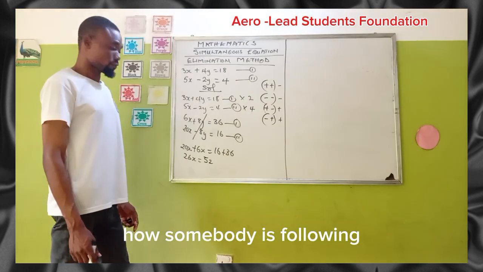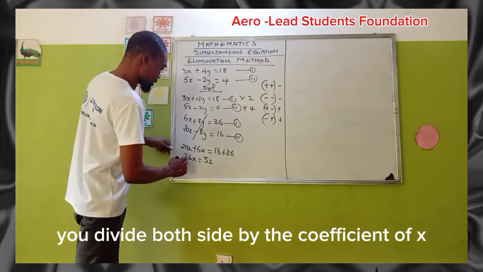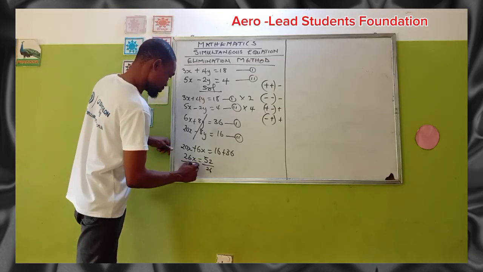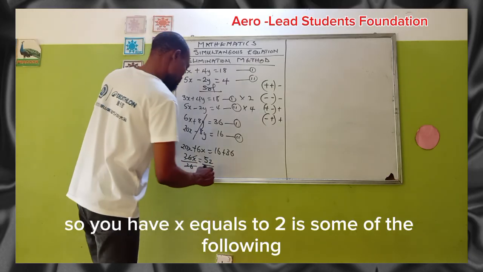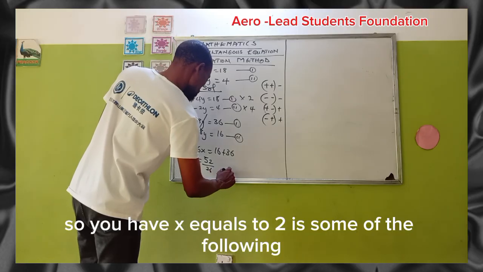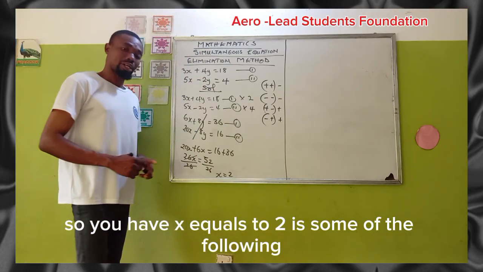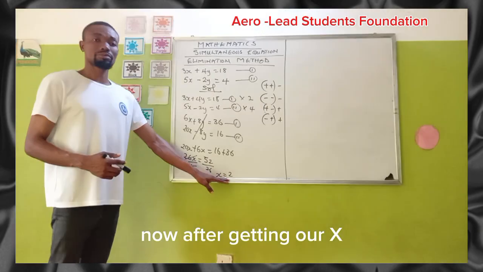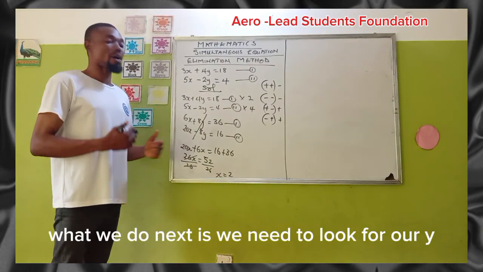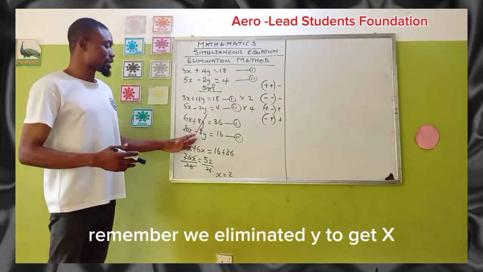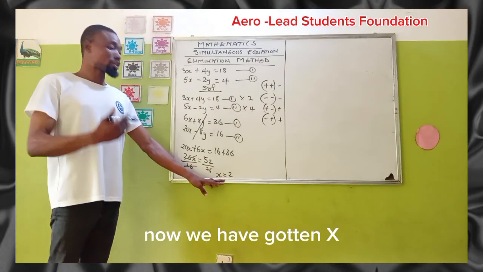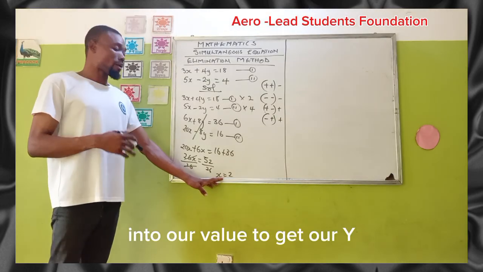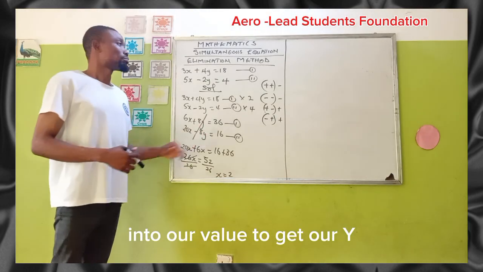Is somebody following? So what do you do? You divide both sides by the coefficient of x. So you have x equals 2. Is somebody following? Now, after getting our x, what we do next is we need to look for our y. Remember, we eliminated y to get x. Now we have gotten x, we have to go ahead and substitute into our value to get our y.